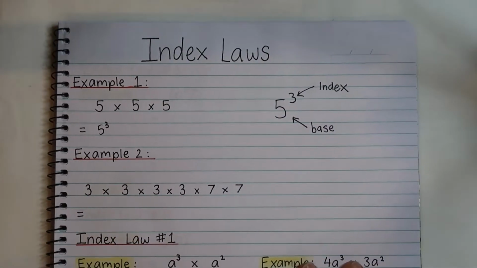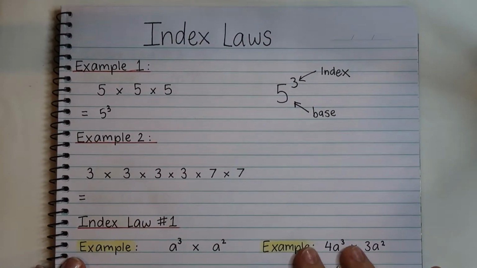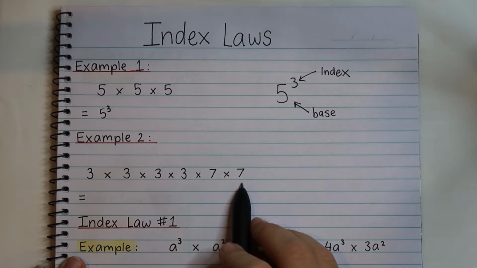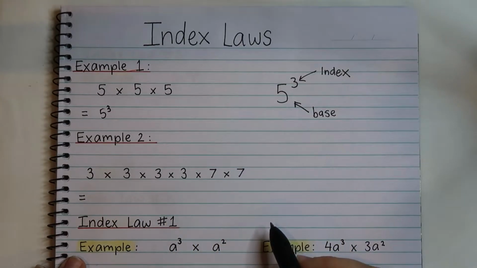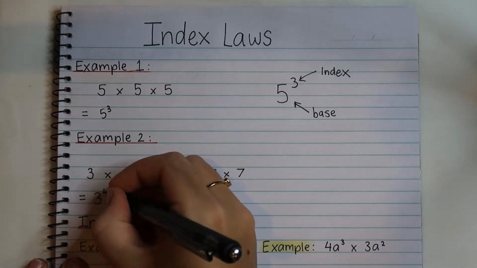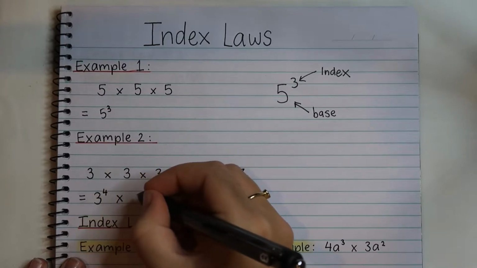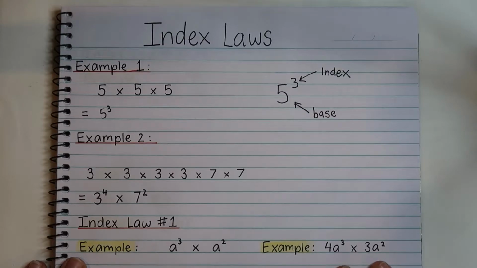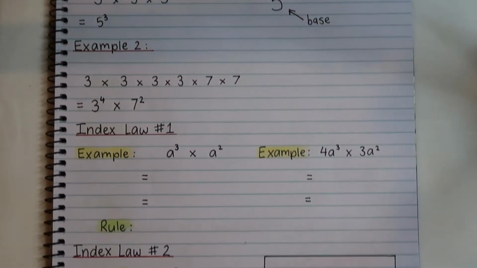Let's take a look at another example. So here we have 3 times 3 times 3 times 3 times 7 times 7. You can only group together the same numbers. So in this example, the 3's will be grouped and the 7's will be grouped. So this will become 3 to the power of 4 times 7 to the power of 2. Now that we understand index notation, we can move on to learning the index laws in order to take some shortcuts.